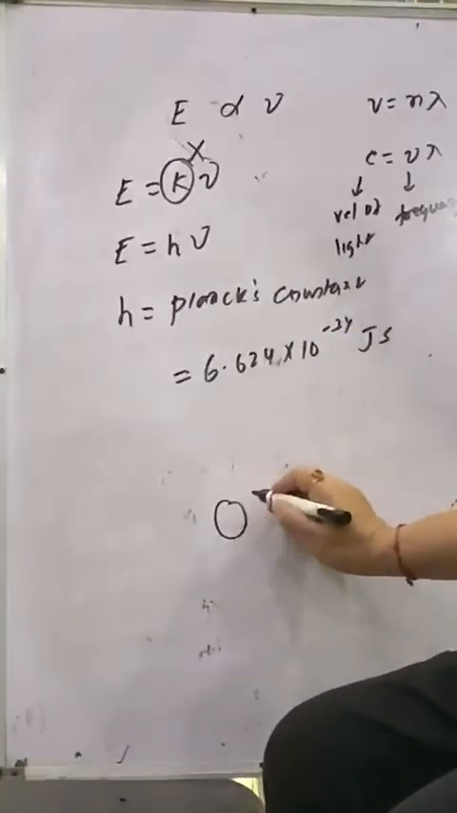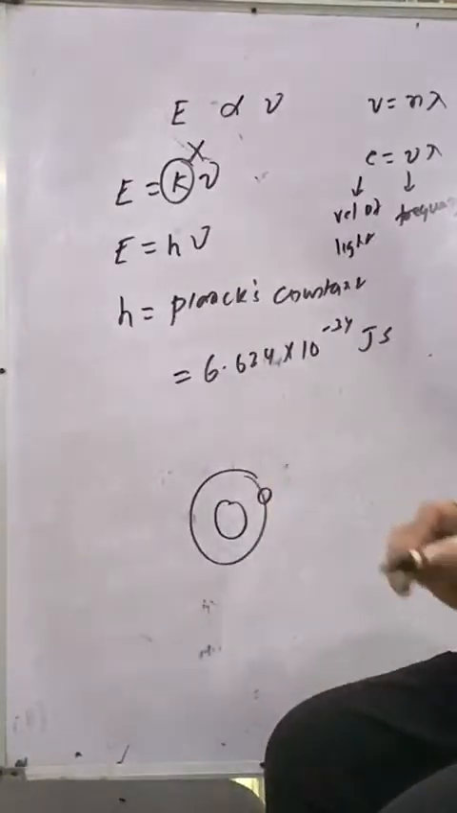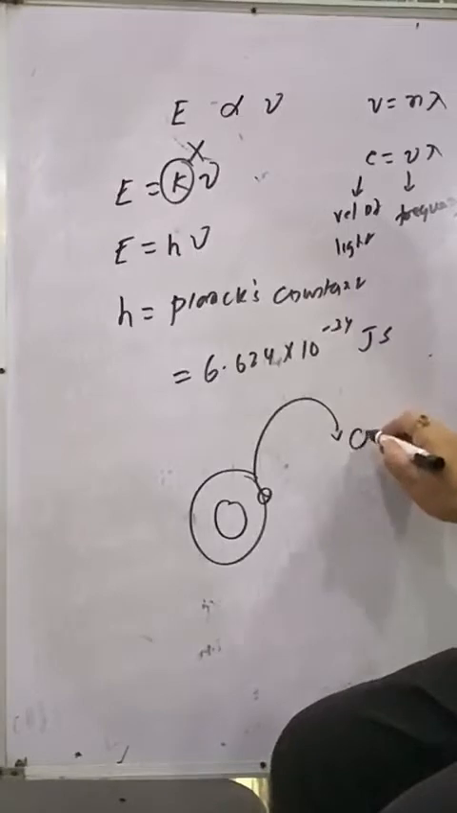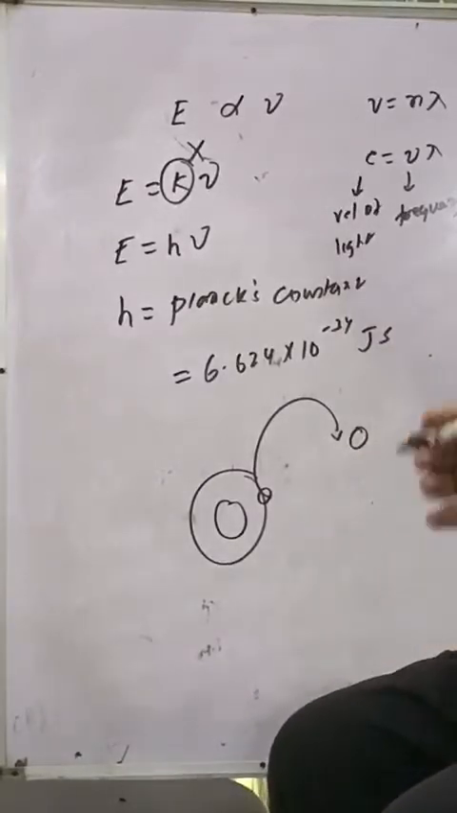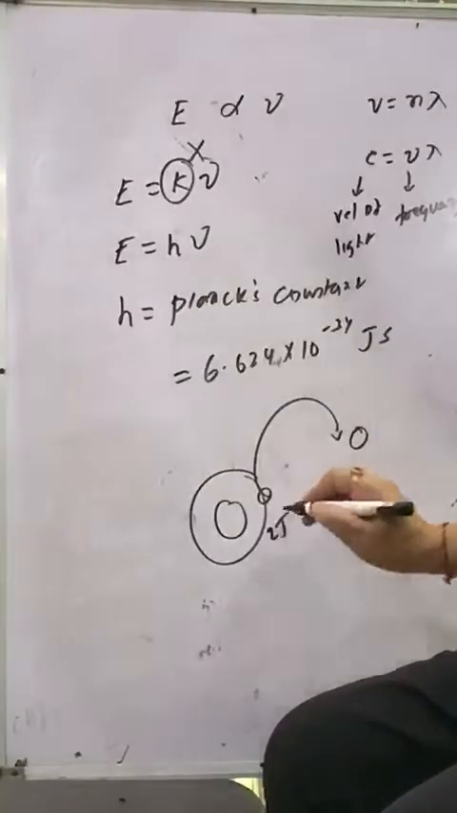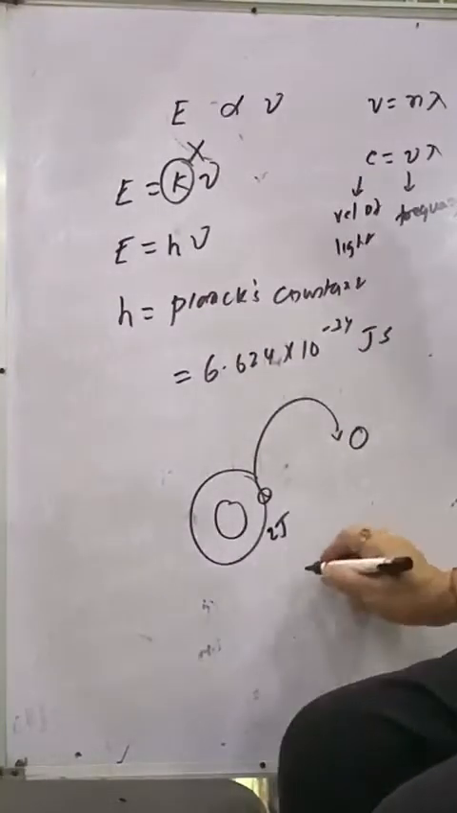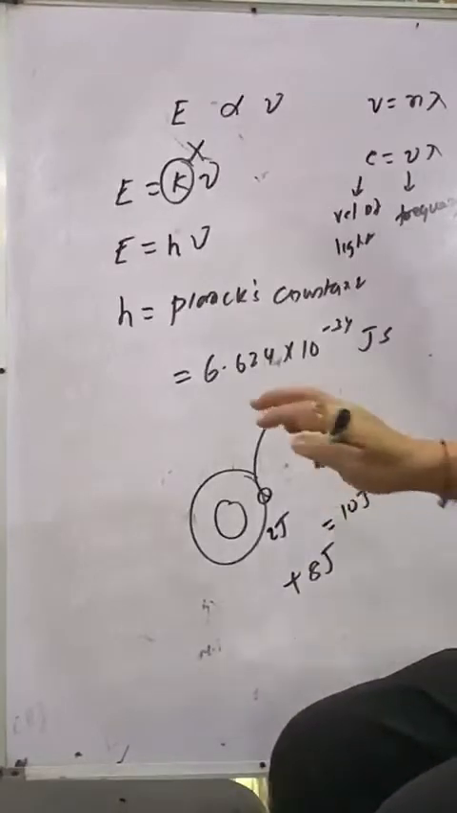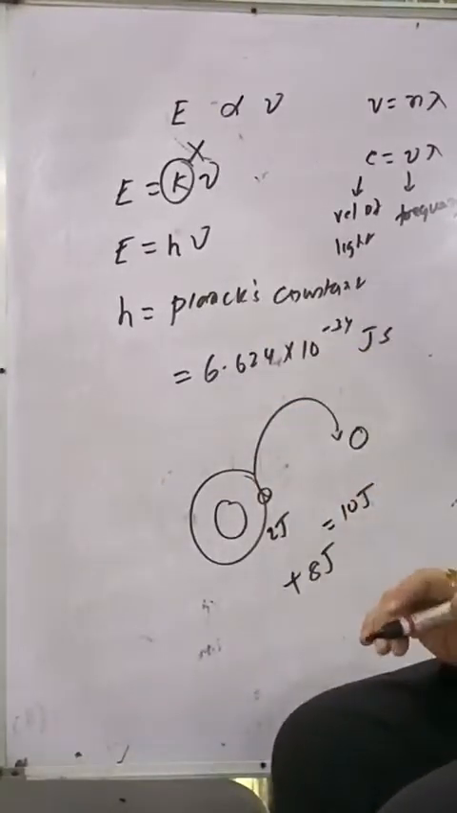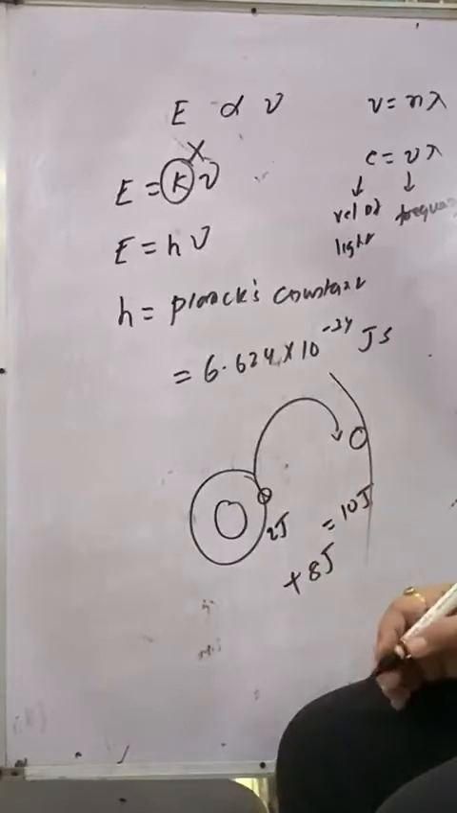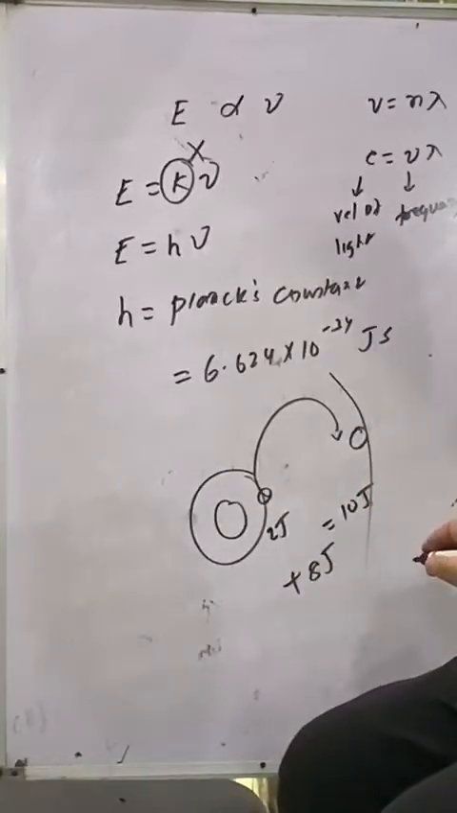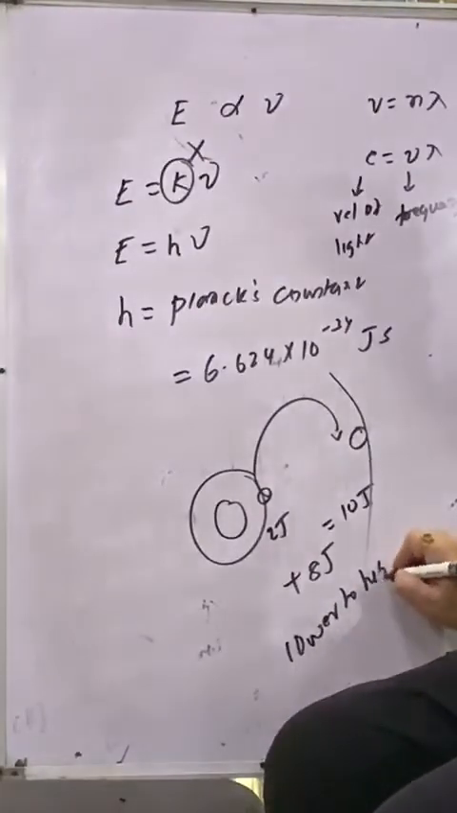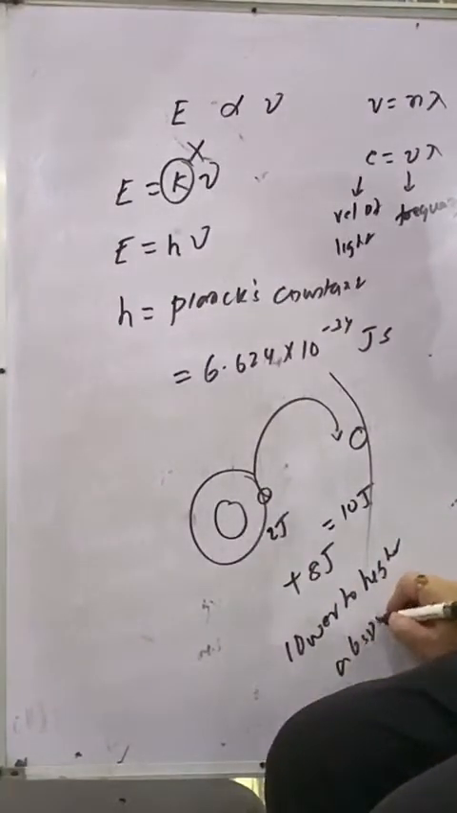Next it says that if an electron absorbs energy, it moves from the lower energy level to the higher energy level. Meaning, if the energy is 2 joules and you are imparting 8 joules, the total energy of the electron is 10 joules. That means the electron will jump from the lower energy level to the higher energy level when it absorbs energy.